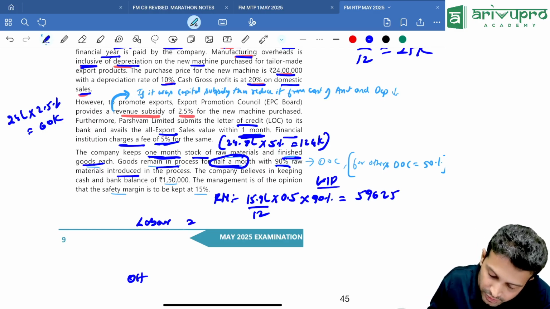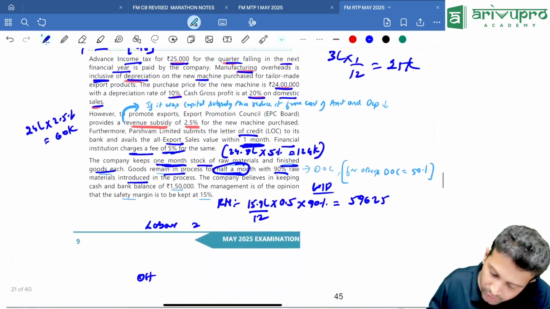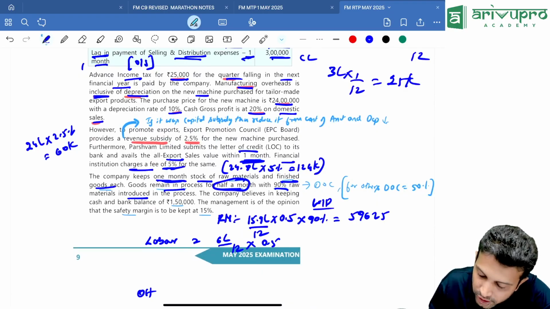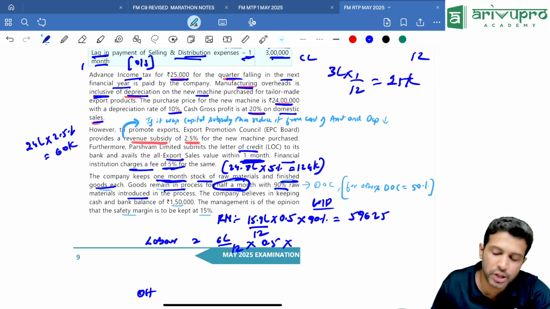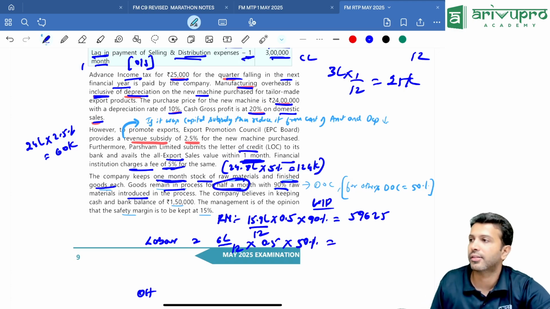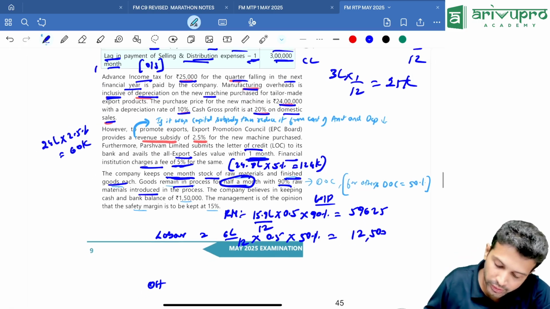What is the labor cost given in the question? There is no adjustment in labor cost. So how much is that? 6 lakh. But 6 lakh is for whole year, meaning it's for 12 months. WIP holding period is 0.5. For conversion cost, DOC is not given. So we'll take it as what? 50%. So multiply 6 lakh divided by 12 into 0.5 into 50%. How much? 12,500. Okay. Then overhead cost.